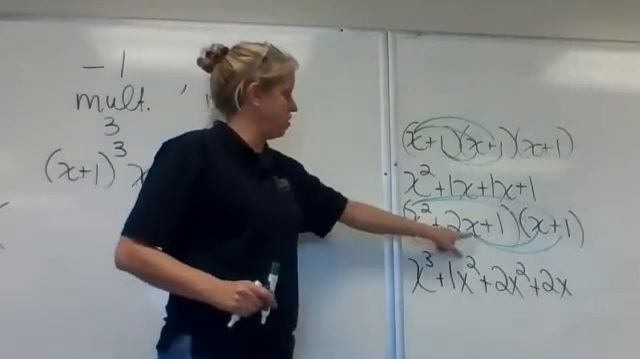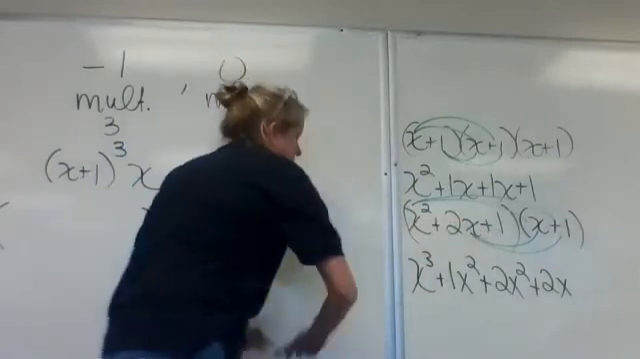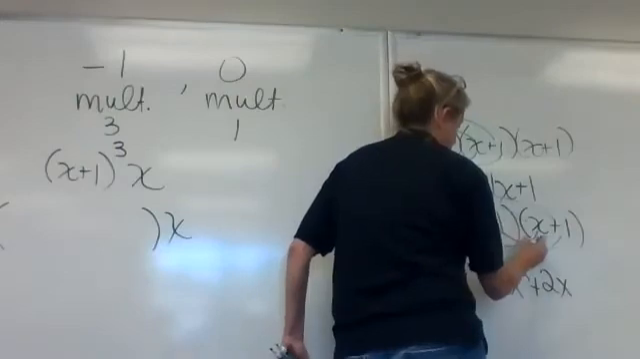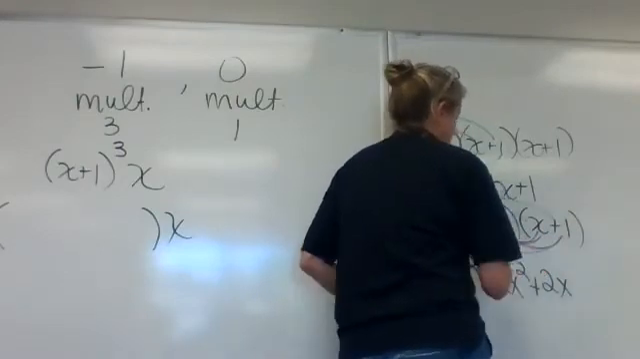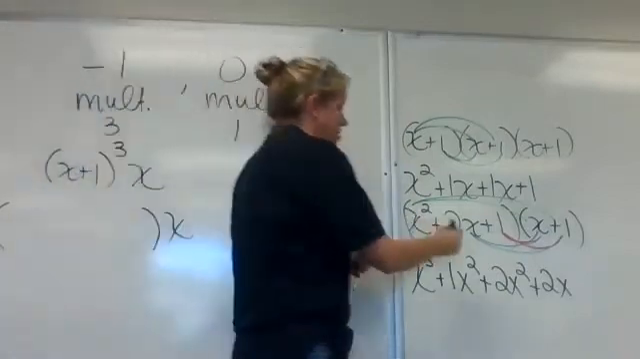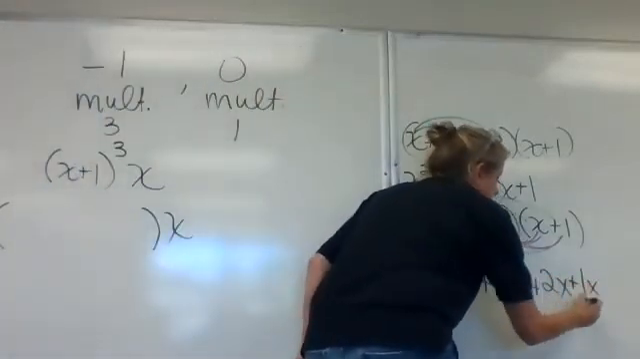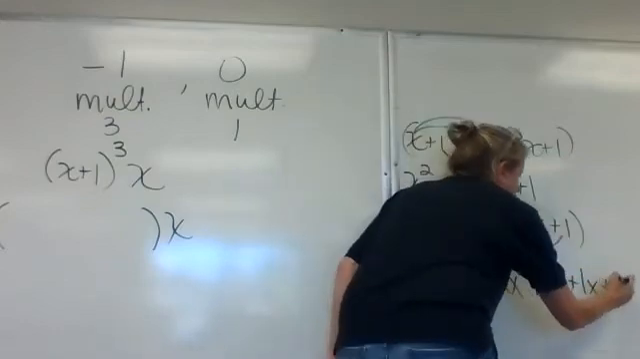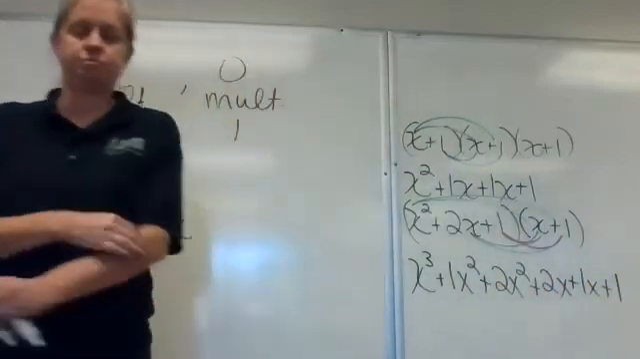So now I'm done with this 2x, and I'll just move to that positive 1. And it goes to both of those. So let's see what I have left here. 1 times x is 1x. And 1 times 1 is 1.